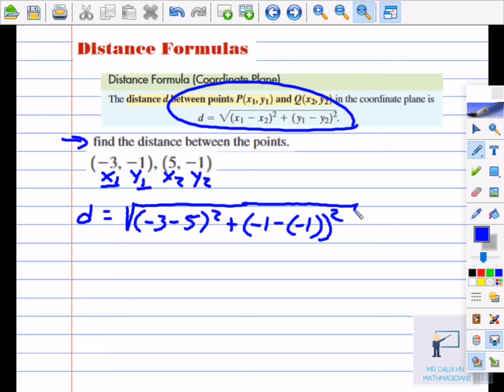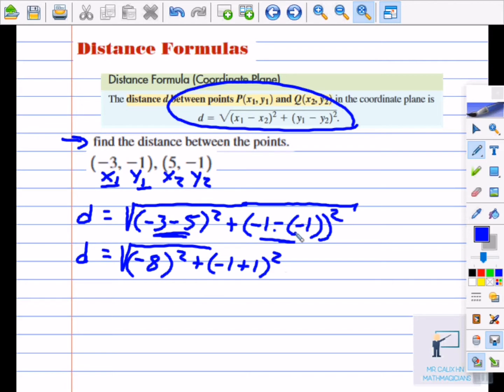If we evaluate this, d is equal to the square root of, the addition of this will be -8 because they're both negatives, you add them, to the square, plus -1 plus 1 to the square because negative times negative is positive. We know that this is 0, so we just have that d is equal to the square root of -8 to the square, which is -8 times -8, positive 64. As you can see, your final answer will just be the square root of 64, which is equal to 8.